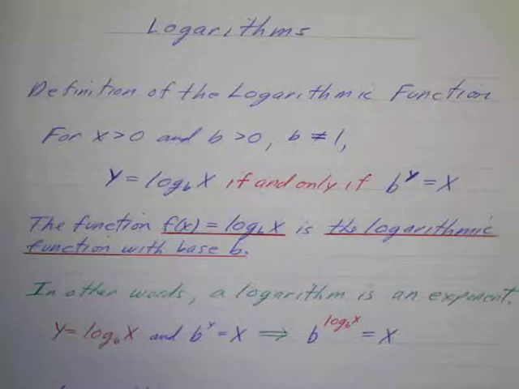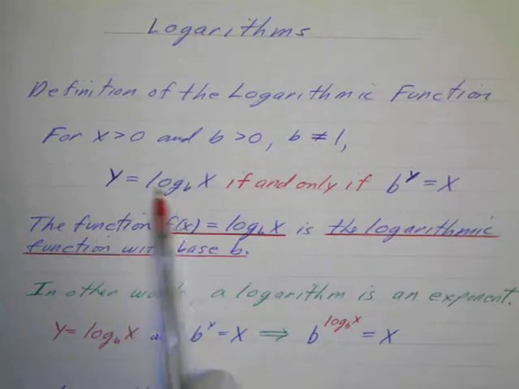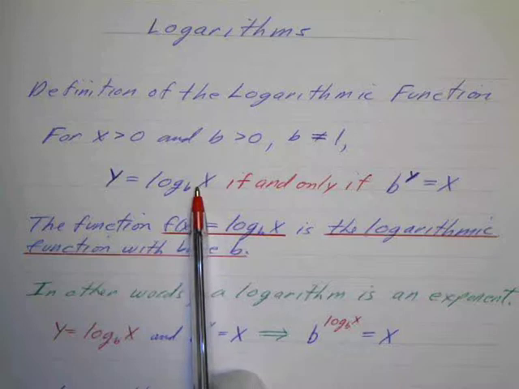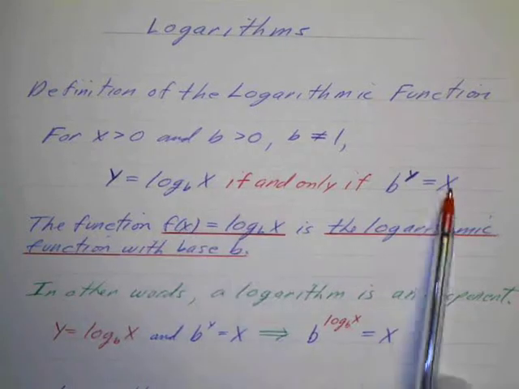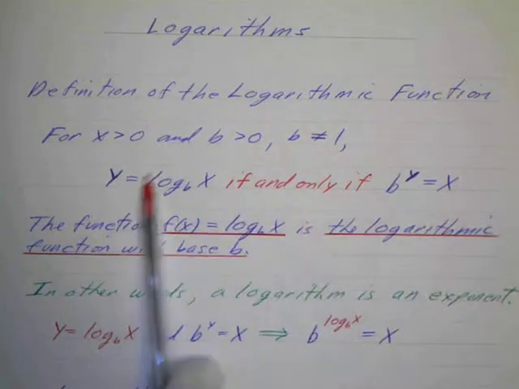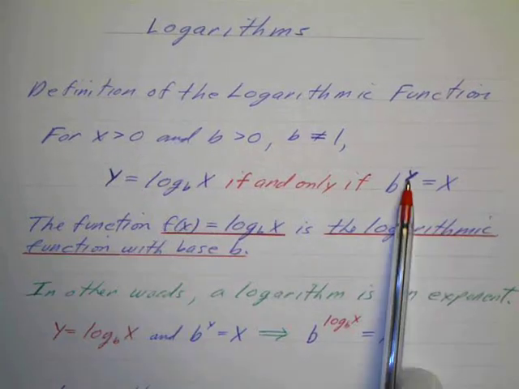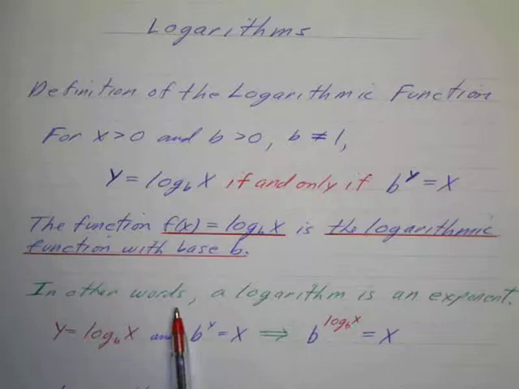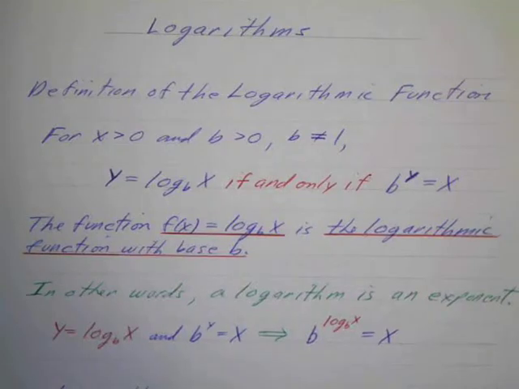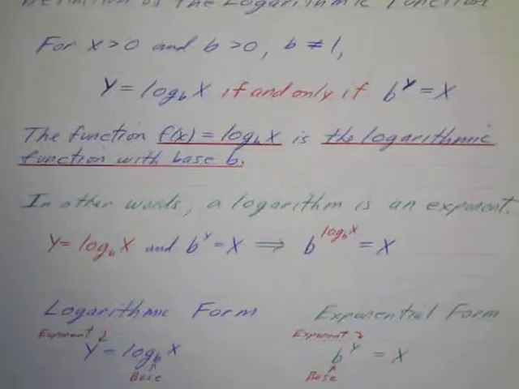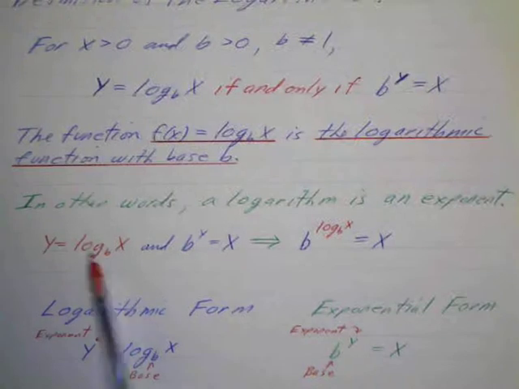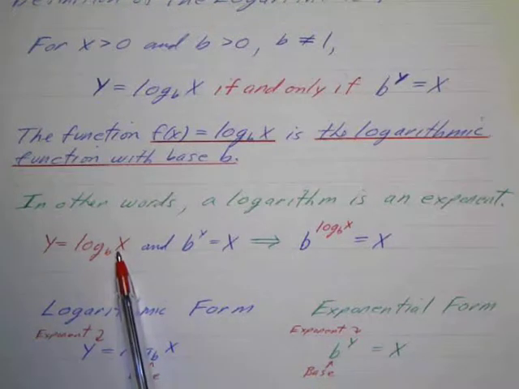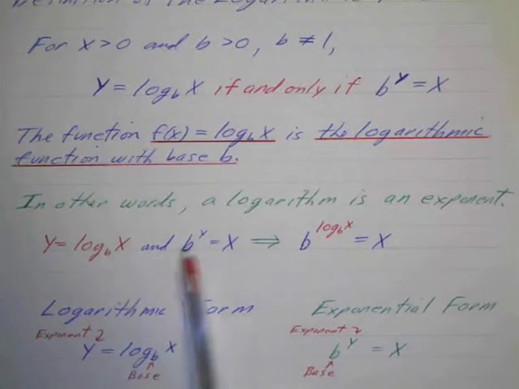Now, if you think about this, what we're saying here, if this is y equals log to the base b of x, and this is b to the y equals x, well, since y is this whole thing, then this whole thing is an exponent. So in other words, we can say the logarithm is an exponent. I wrote it over here, y equals log to the base b of x, and that's equivalent to saying b to the y equals x.